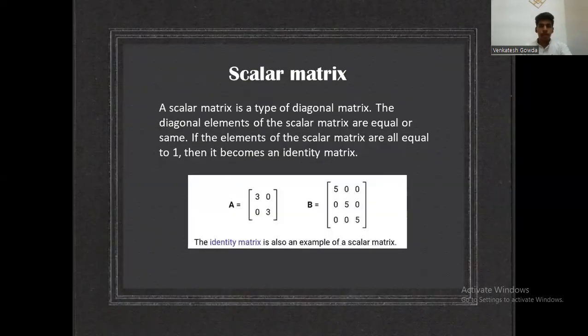Next comes the scalar matrix. So what is a scalar matrix? A scalar matrix is a type of diagonal matrix. The diagonal elements of a scalar matrix are equal or the same. If the diagonal elements of a scalar matrix are all equal to 1, then it becomes an identity matrix. So we can see an example of the scalar matrix.